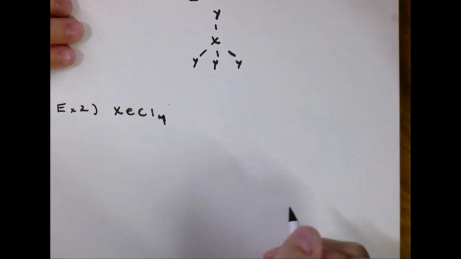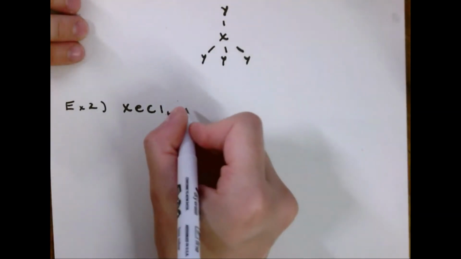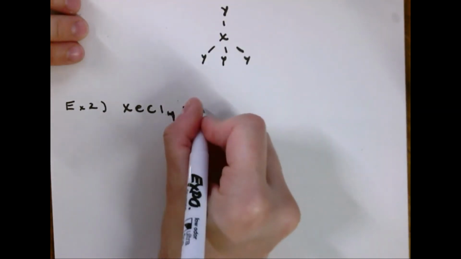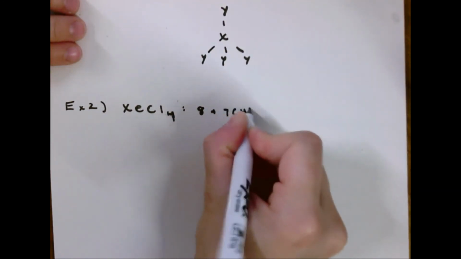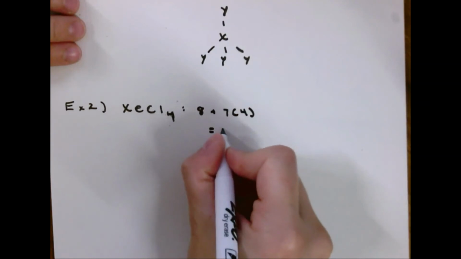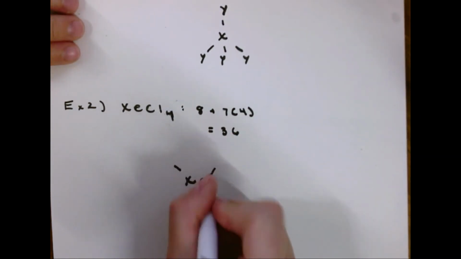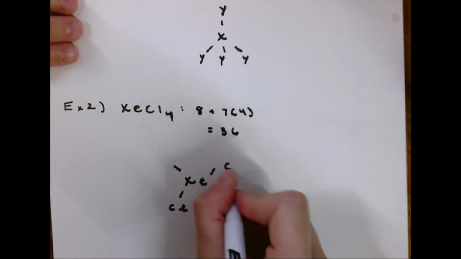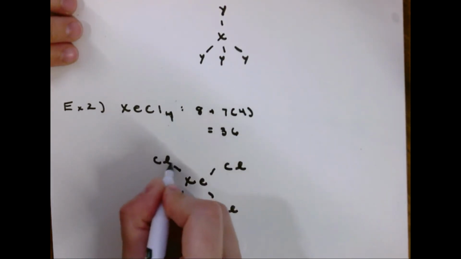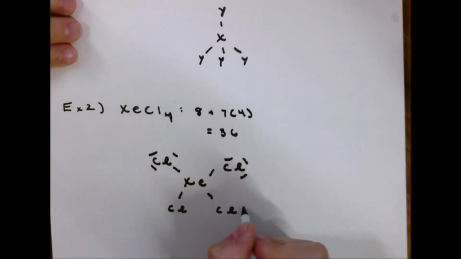Okay. So the first thing, again, that I need to do is count my total number of valence electrons. Xenon has 8, chlorine has 7 times 4, which gives me a total of 36. So xenon's going to be my central atom. I have 4 chlorines coming off of it. Right now, xenon is happy with 8. Cool. I'm going to add 6 to each chlorine.